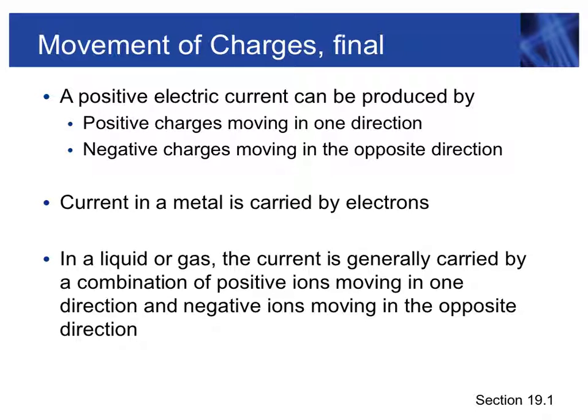In a liquid or gas, the current is generally carried by a combination of positive ions moving in one direction and negative ions moving in the opposite direction. So then we have to find a net charge motion in a fixed direction and divide by unit of time. This is how we can have a current in a gas or liquid.